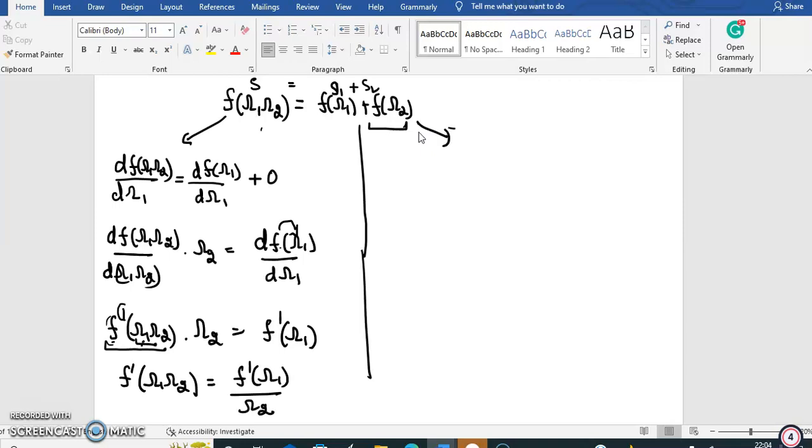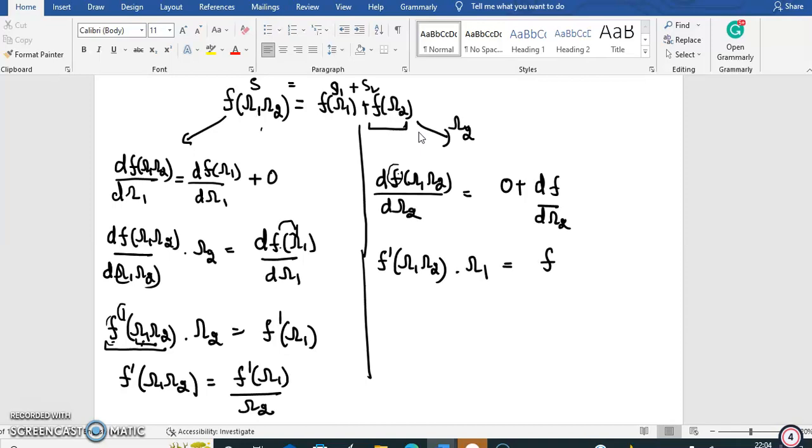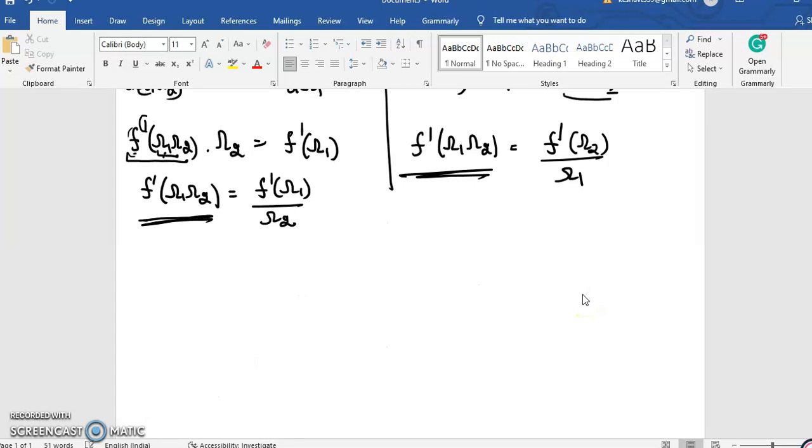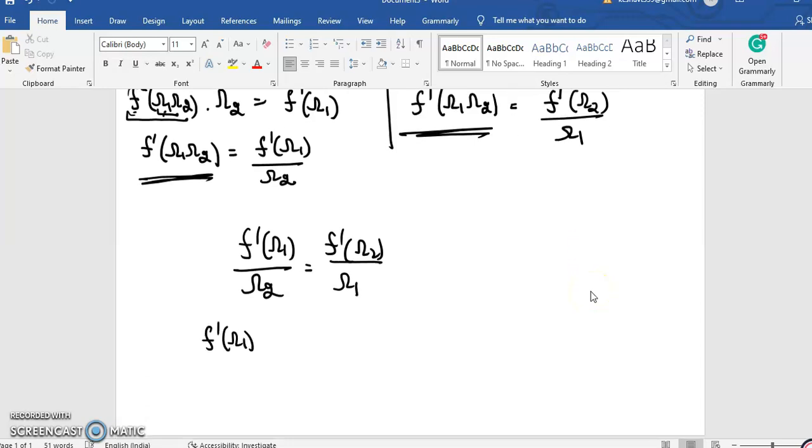Now let me differentiate this function with respect to omega 2. Similarly, df of omega 1 omega 2 over d omega 2 equals 0 plus df of omega 2. Now I will apply the chain rule. I differentiate this function firstly with respect to its argument, which gives f dash omega 1 omega 2, and then the argument with respect to omega 2 gives omega 1. This equals f dash omega 2. So what will I get? I will get omega 1 f dash omega 1 equals omega 2 f dash omega 2.